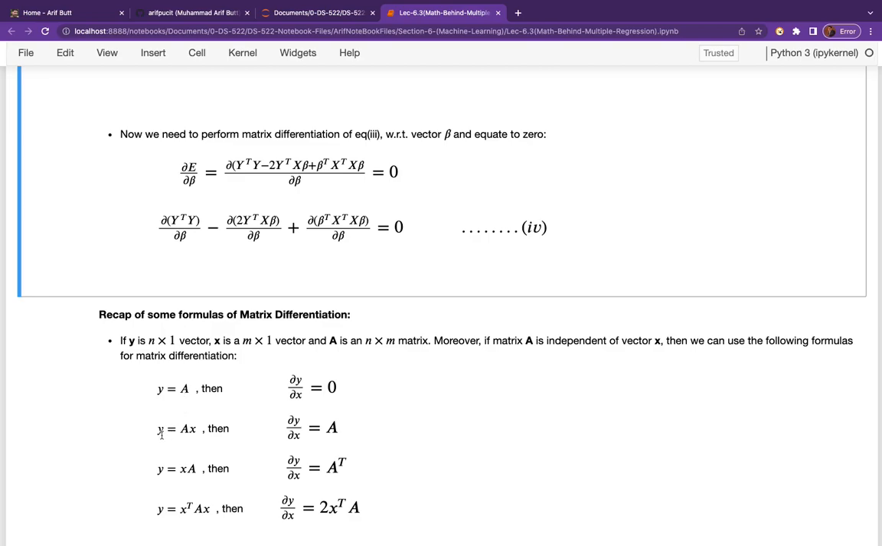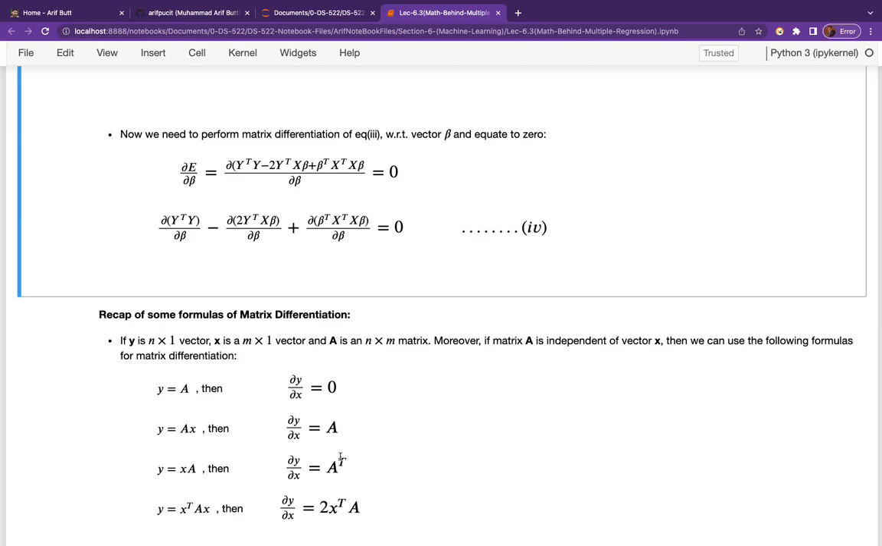Similarly, for this matrix equation, y is equal to Ax, if we differentiate with respect to x, we get matrix A. I think these two are simple and straight. For an equation like this, y is equal to xA, if we differentiate with respect to x, we get A transpose. And for matrix equation y is equal to x transpose Ax, if we differentiate with respect to x, we get 2x transpose times A.